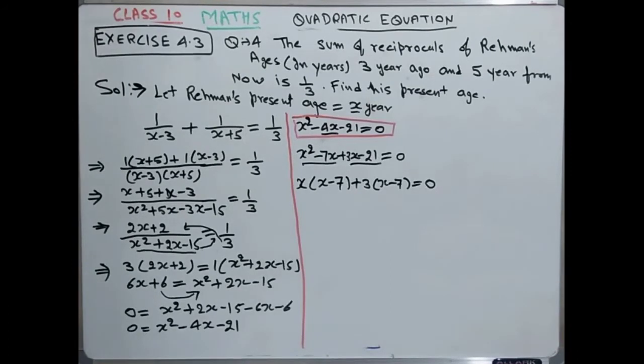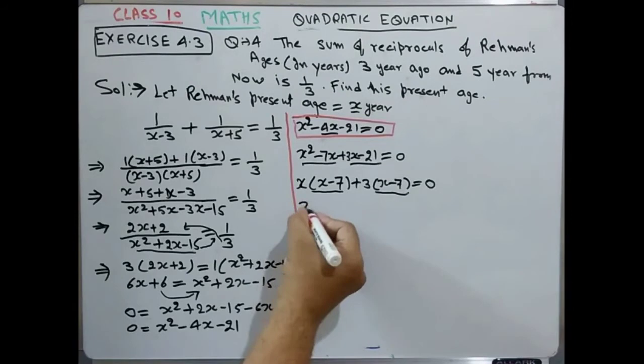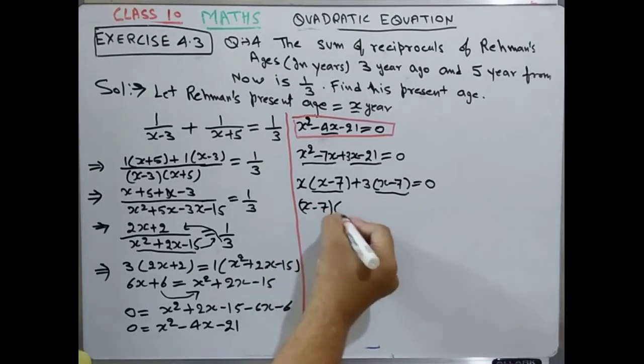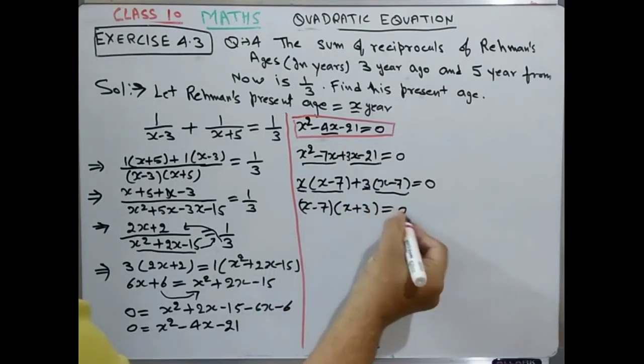So now I'll take x minus 7 common from this. So x minus 7 I have taken common. Inside I am left with this x and this plus 3. So this is equal to 0.